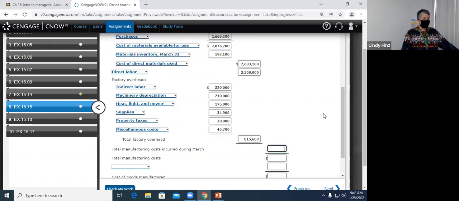So what we have now is the 3 product component costs that we learned last class. We have direct materials, we have direct labor, and we have the overhead costs. Those are all of the costs for the product that we worked on this month that were added to that account. And so the next line, total manufactured costs incurred during March, is going to be the total of those 3 pieces: the direct materials, direct labor, and overhead.